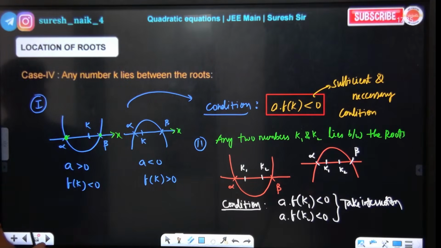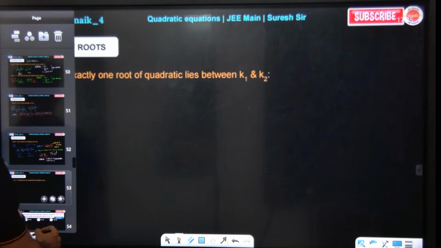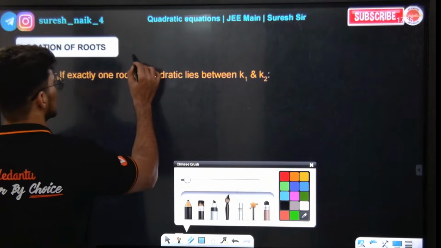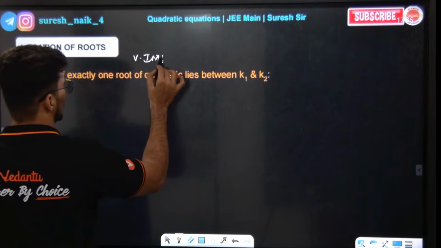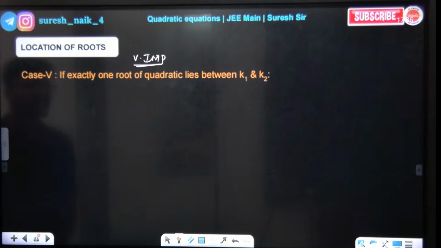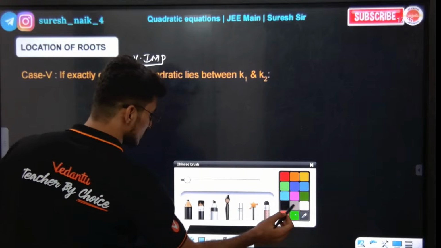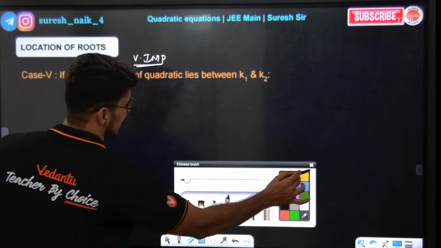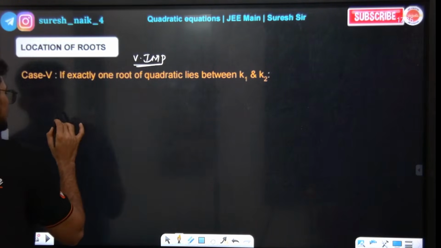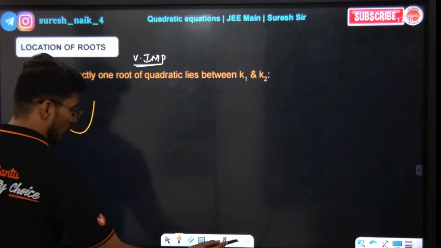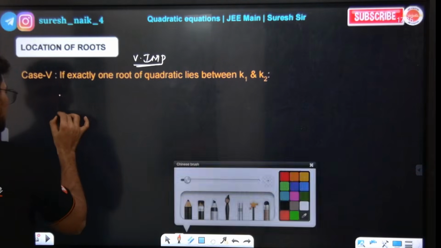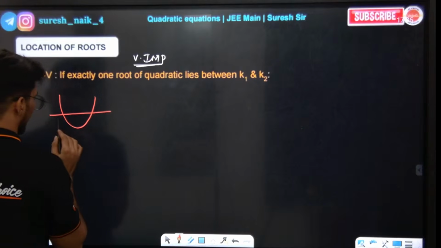Super. Next, the fifth case is super important. This is very important. If exactly one root of the quadratic lies between k1 and k2, whatever root lies between, exactly one root lies between k1 and k2.